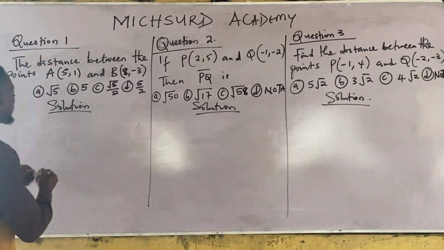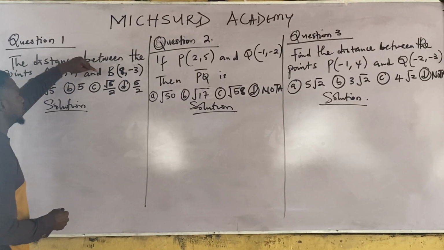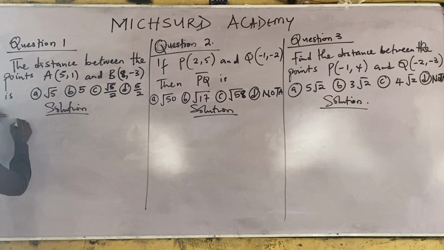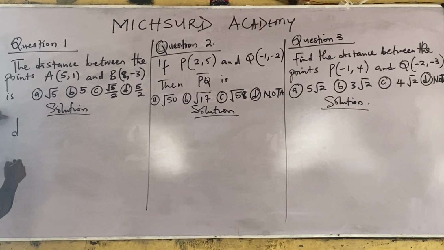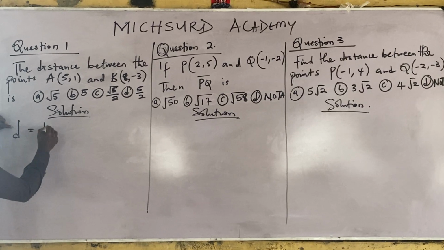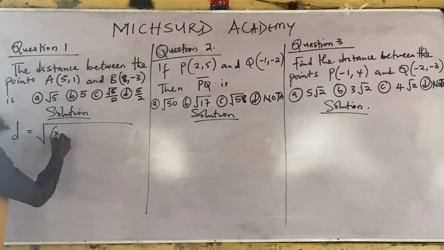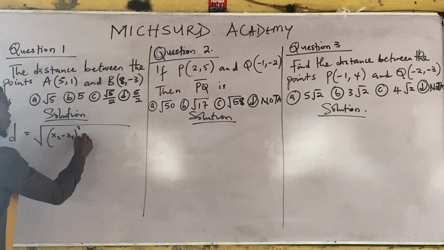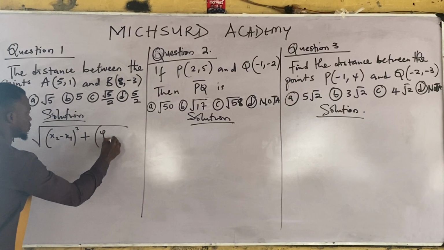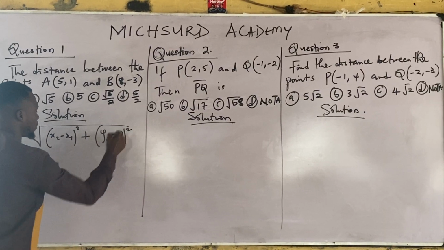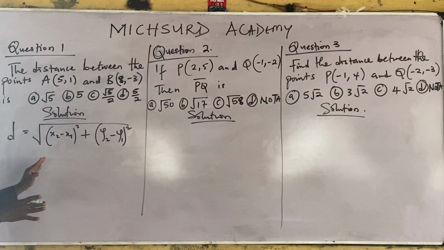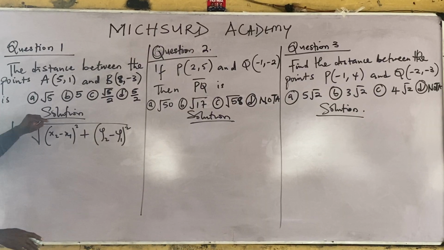What do we do when we are solving the distance between 2 points? We say that the distance, I'll be using D to show distance, is equal to the square root of x2 minus x1 all squared plus y2 minus y1 all squared. This is the formula we are going to be using in solving the distance between 2 points.